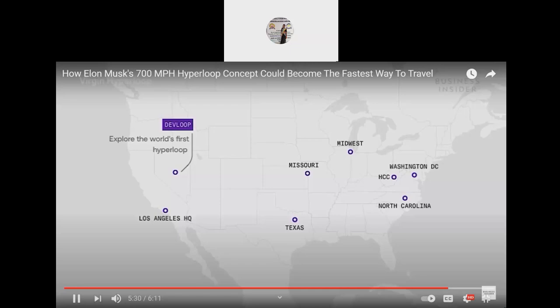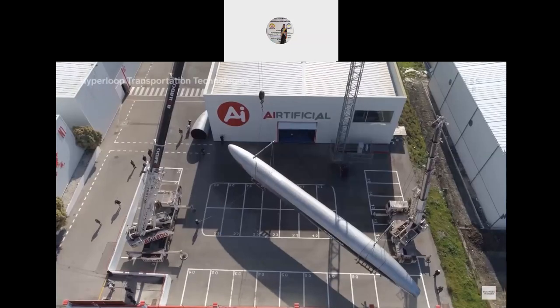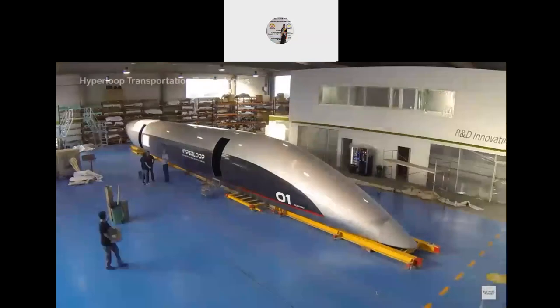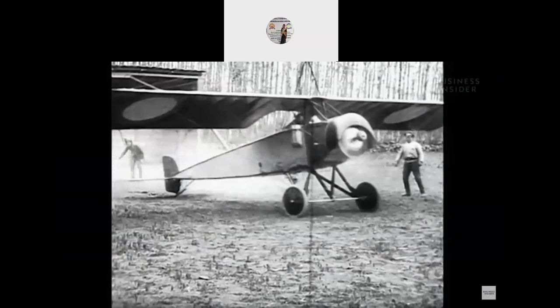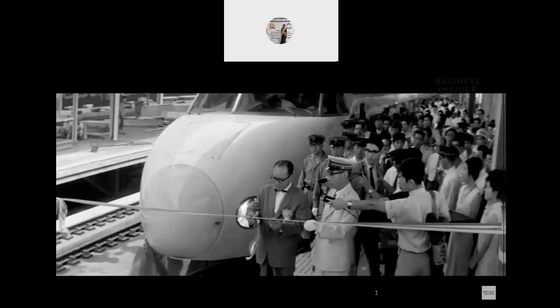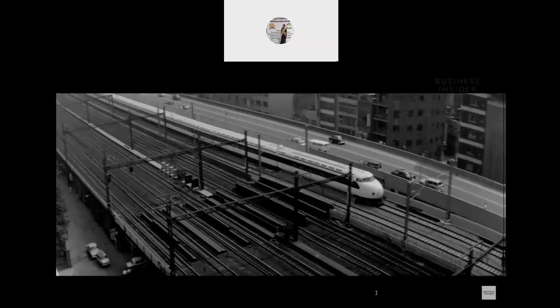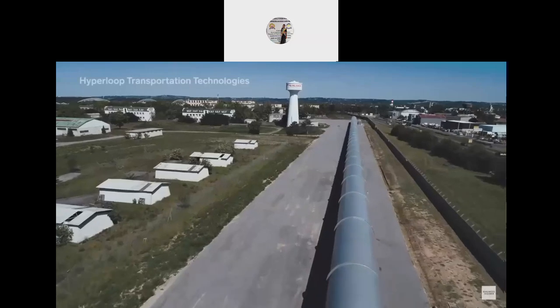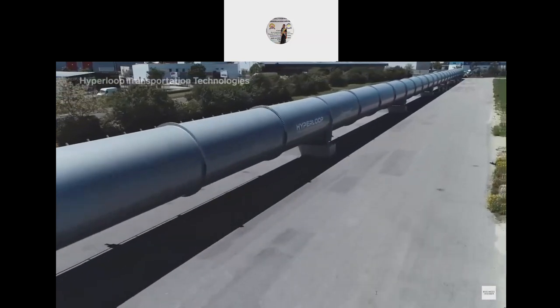But both of these U.S. projects won't be complete until around 2030, which might sound like a long time, but airplanes took about 16 years to really get up and running. And the first high-speed rail in Japan took at least a decade of development. So some 15 years for a Hyperloop doesn't seem that far off, after all.